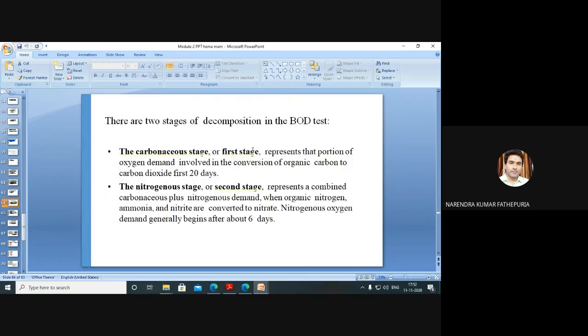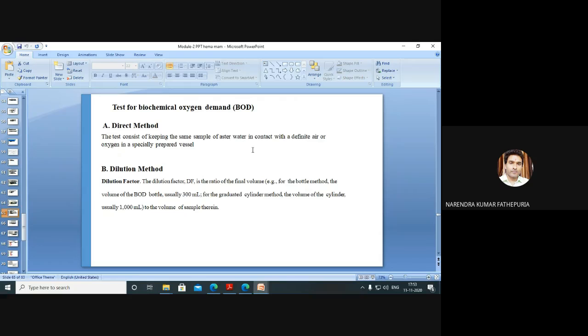We have already done this. All right. There are two demands here: carbonaceous stage, first stage, and nitrogenous stage, second stage. In the first stage, what happens? The portion of oxygen will be consumed by the bacteria, and all the carbonaceous organic matter will be consumed by the bacteria, in the first 20 days. And the second stage demand, all the nitrogenous matter will be consumed by the bacteria. Yeah, all the ammonia is converted into nitrite and nitrate, and nitrogenous oxygen demand generally begins after 6 days. Like this, two demands will happen.